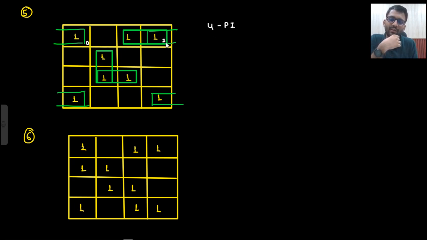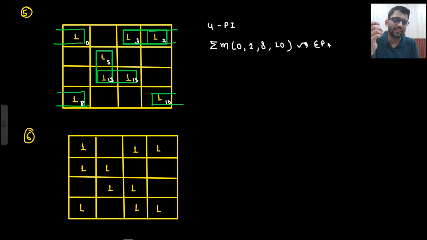0, 1, 2, 3, 4, 5, 6, 7, 8, 9, 10, 11, 12, 13, 14, 15. So first pair is 0, 2, 8, 10. I can directly see that 8 is not having another option, 10 is not having any other option. So this is essential prime implicant.